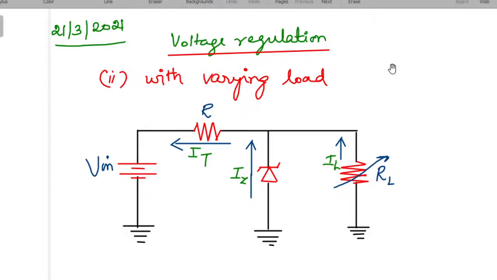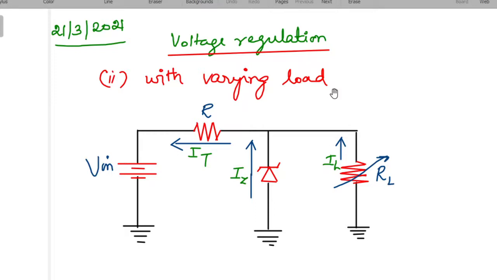So good evening. Now we are going to see voltage regulation again, but this is the second part. We are going to obtain the voltage regulation even when we are varying the load. The first category is when the input voltage varies, we have to maintain a constant output voltage, right? That is the first category.